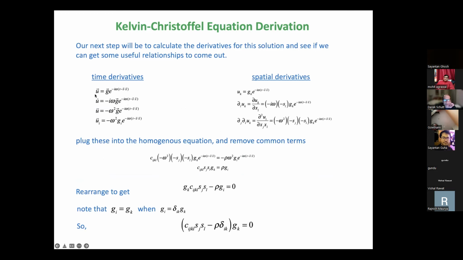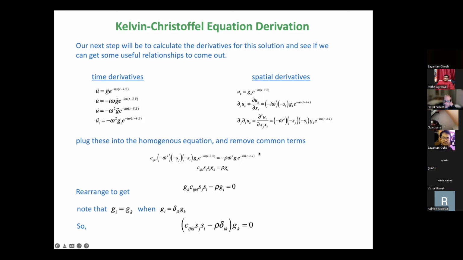So the time derivative of u is going to be minus i omega times u, and the second time derivative is going to be minus omega squared times u. The spatial derivative, d_L of u_k, is just du_k/dx_L, and that's going to be minus i omega s_L times u_k. And the same thing for the second derivative. In this case, it's going to be minus omega squared s_j s_L times u_k.